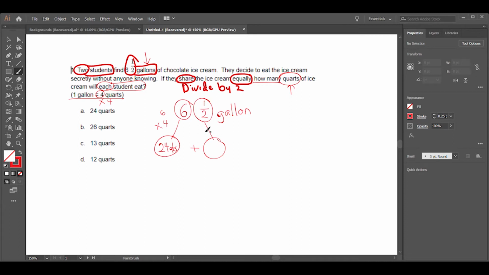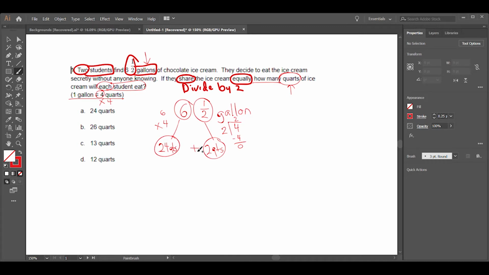Okay, this is the easy part here. I'm not going to multiply. What I'm going to do here is divide my magic number in half, because it's only 1/2 a gallon. So my magic number is 4, and 1/2 of 4, if I divide 4 by 2, I get 2. 1/2 of 4 is 2. There we go. 1/2 of 4 is 2. So here I have 2 quarts.